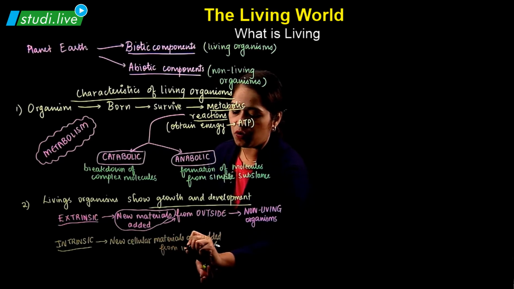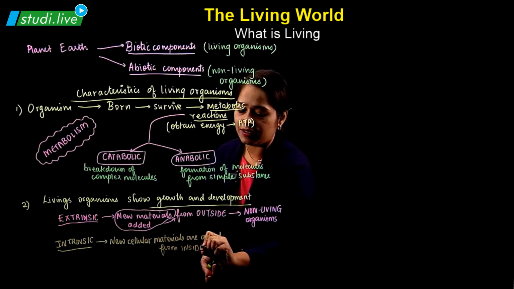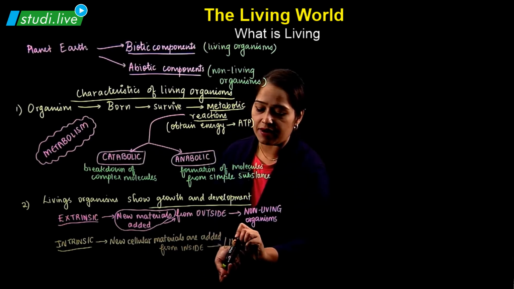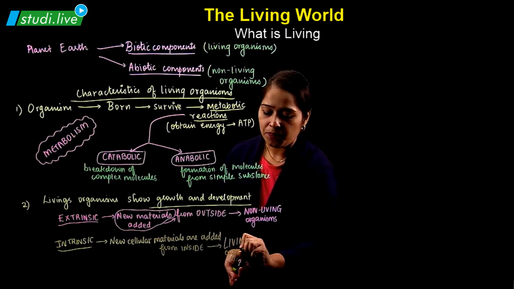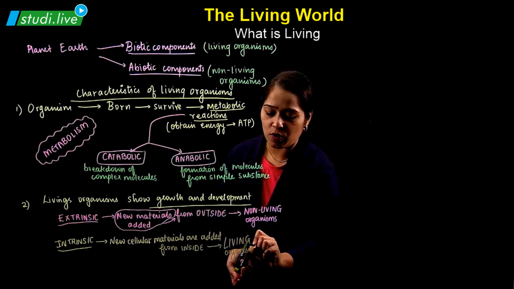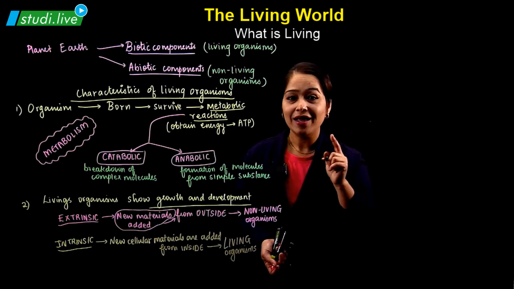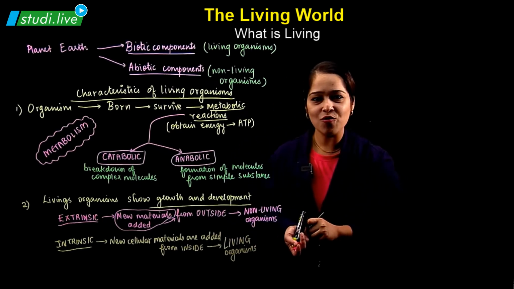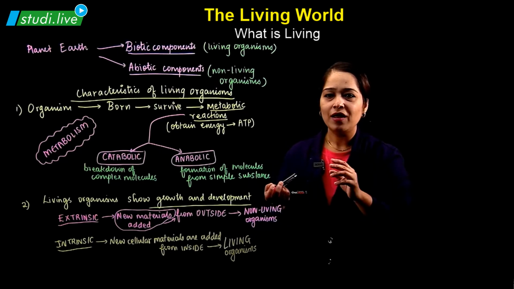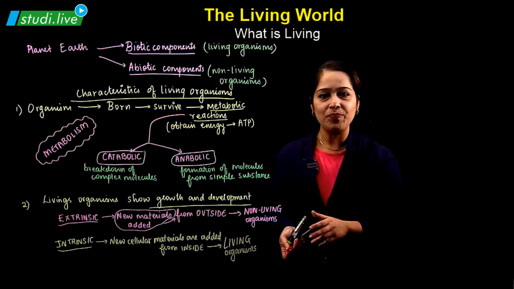So that growth is called intrinsic growth, and that is the characteristic feature of living organisms. So if we say that a rolling stone down the mountain, is it living? The answer is no, it is not living, because it is showing extrinsic growth. Now the third characteristic feature.